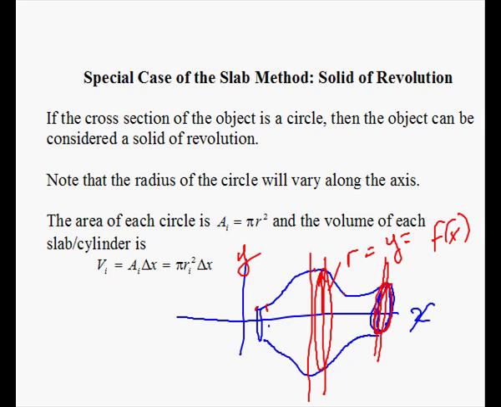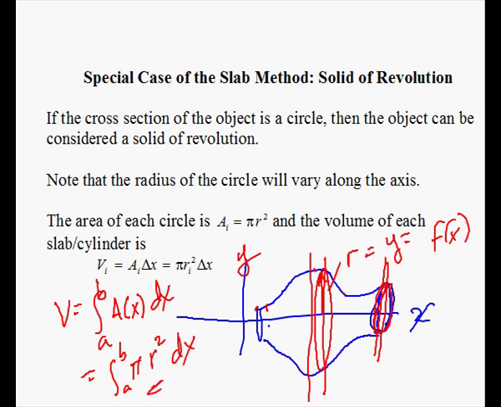We're using the same thing again. Volume will be the integral from a to b of the area, which varies with x, times dx. And what's the area of a circle? Pi r squared dx. That's all. Solid of revolution is a special case of the slab method. It's a special case in that the cross-sectional areas are all circles. And you know the areas, they're pi r squared, and that's what you use in place of A. That is your solid of revolution.